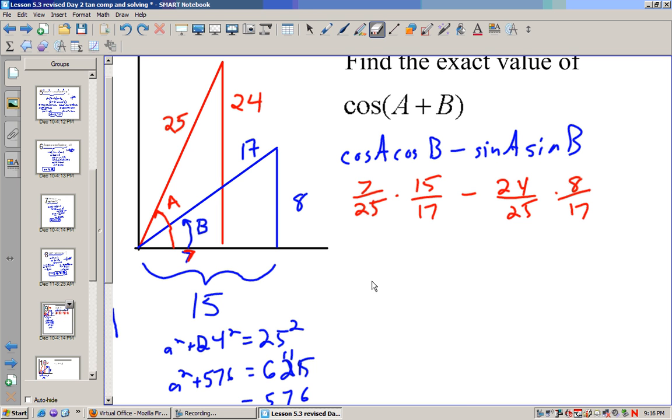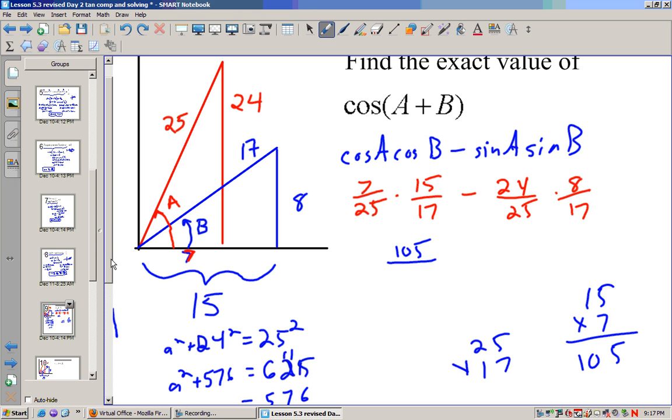So if I get rid of my work there, now if I want to find this exact value, I can take 7 times 15 to get 105 over 25 times 17. Now we could probably do this in our head. There's 4 times 25 is 100, so 4 times 4 is 16, so that's 400. This would be 425. So this other denominator is also going to be 425.